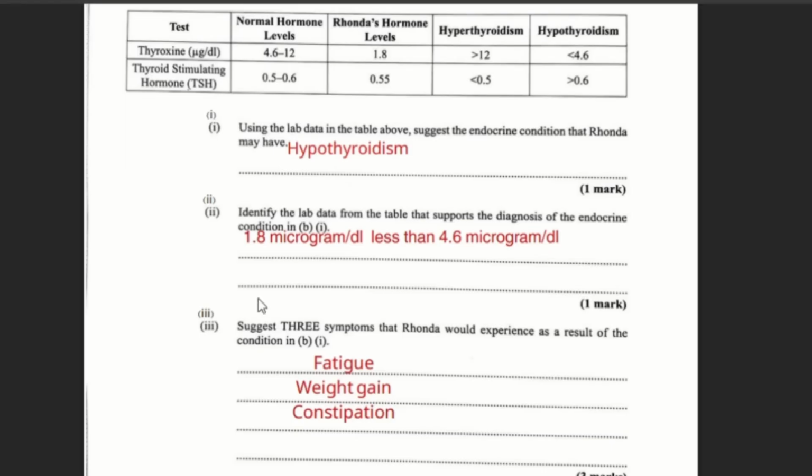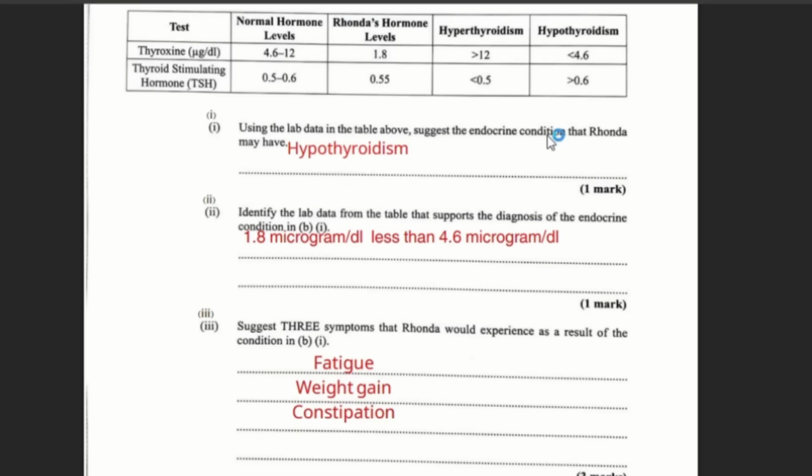So basically, this table is showing us the test for thyroxine and thyroid stimulating hormone. Normal levels for thyroxine should be between 4.6 to 12, and for the TSH, the normal level should be between 0.5 to 0.6, right? So now we have Rhonda's levels. Rhonda's levels are 1.8 and then 0.55.